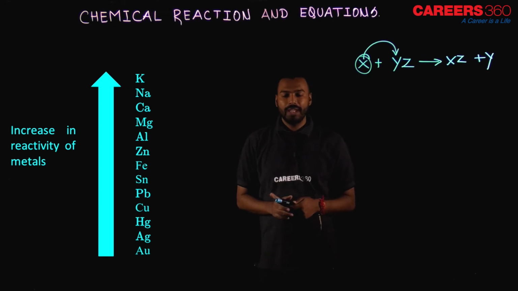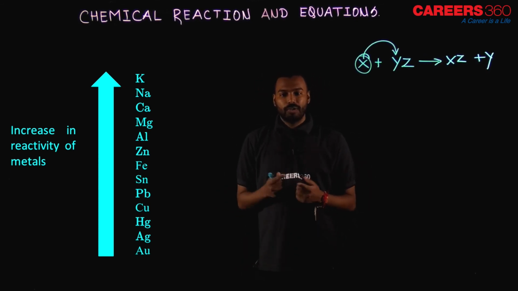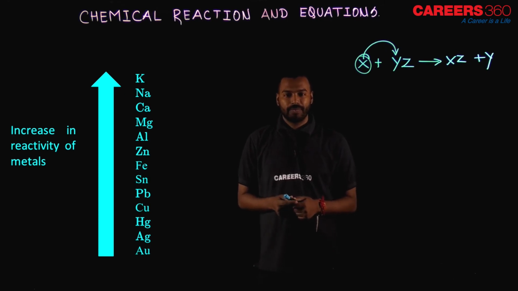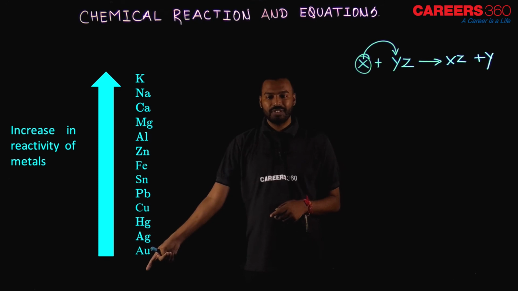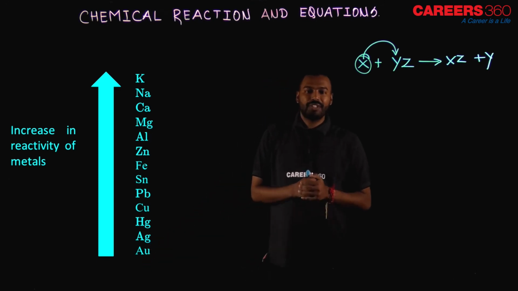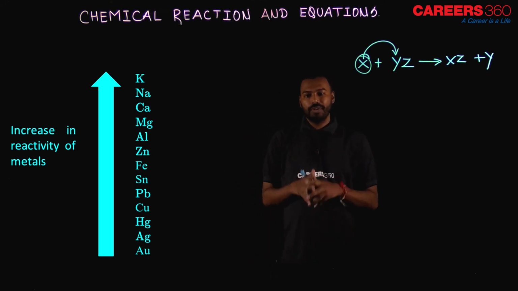Now again tell me, who is more reactive, calcium or gold? Gold means Au. Of course, calcium is more reactive. You can see the third number is calcium and the last is gold. So yes, calcium is more reactive. This is how we know who is more reactive and who is less reactive.